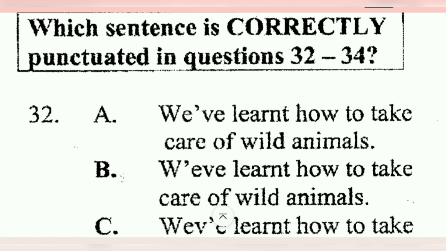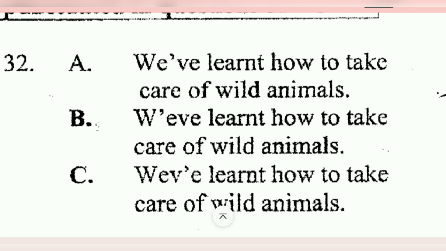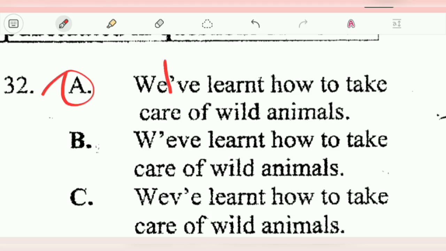Which sentence is correctly punctuated in 32 to 34? A says, we've learned how to take care of wild animals. B says, Eve learned. Eve learned, all right? So we know that's not it. And C is not it either, because the answer is A. Because you would have we, which is there, and this apostrophe sign is taking the place of HA, which would make it we have learned. All right.